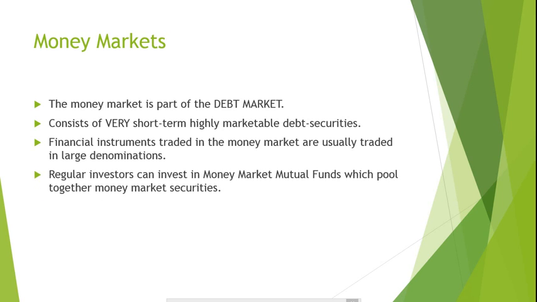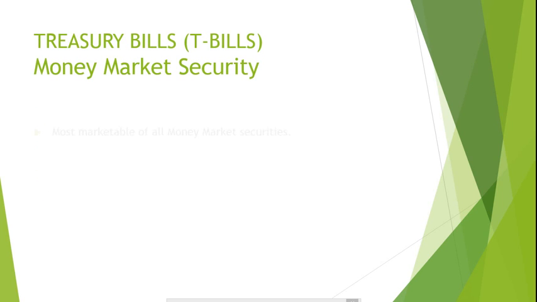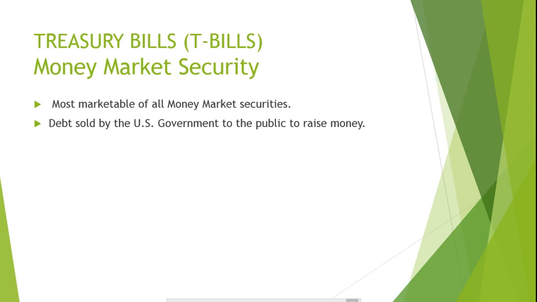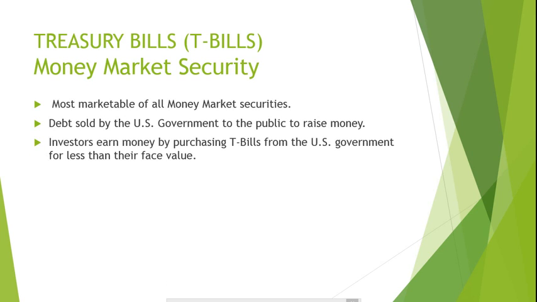U.S. Treasury bills, T-bills for short, are the most marketable instruments of all money market securities. This is because Treasury bills are the simplest form of money market securities. The U.S. government sells T-bills to the public to raise money. Investors buy T-bills from the government at a discounted price below their face value. When the T-bill matures, the investor receives a payment equal to the Treasury bill's face value. The difference between the purchase price and the face value is the investor's return on their investment. Treasury bills are issued with initial maturities of 4, 13, 26, and 52 weeks.